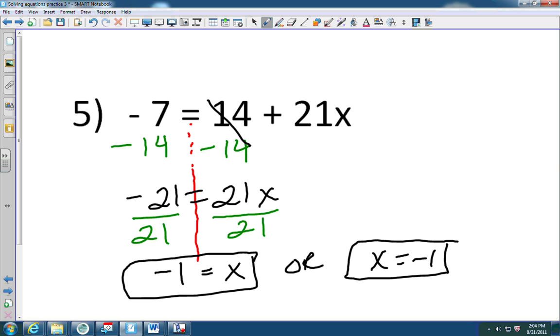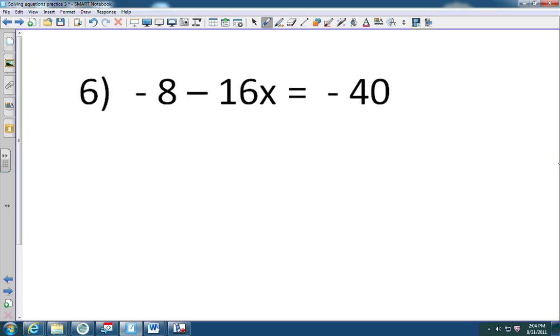The next thing, here's the next one. I'd pause the video, come back and see how you did. First thing I will do is look for my x. All right, what's on this side that I can add or subtract? I've got a minus 8, so I'm going to add 8 to each side. These cancel, and I have negative 16x equals negative 40 plus 8.